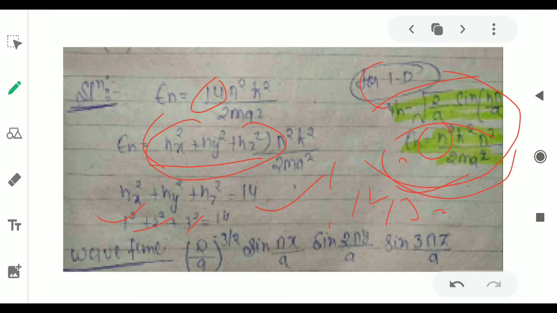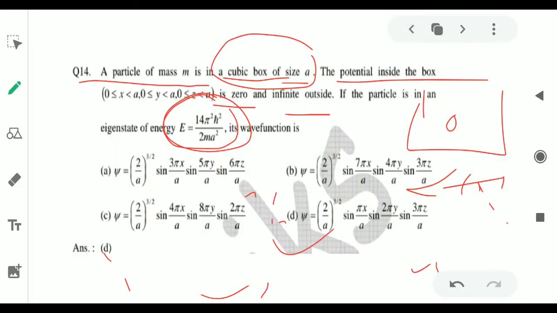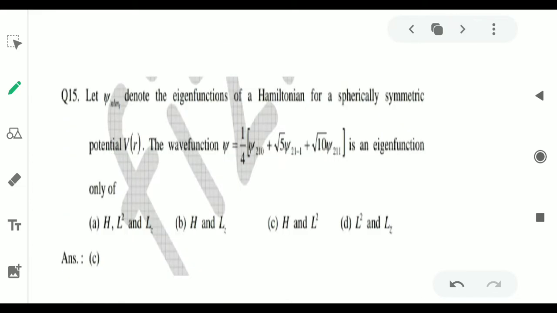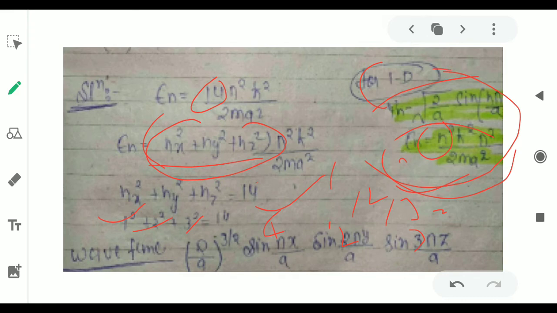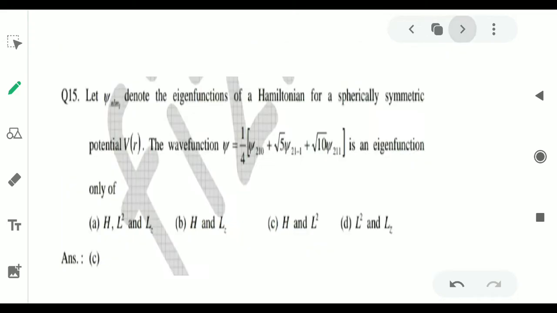So according to the option, our function will be sin of 1, 2 and 3 pi z upon a, like this. So the answer will be D. Simple concept. You just remember the eigenfunction and eigenvalue for a cubic box or one-dimensional box.